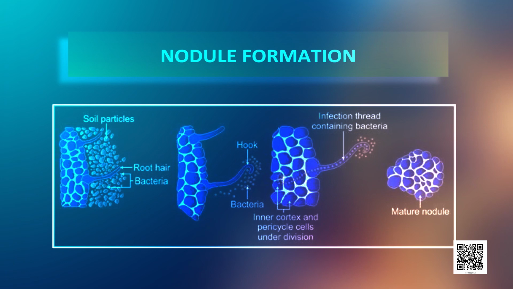Rhizobia collect over the root hairs, the root hairs curl, and bacteria enter inside the root hair. An infection thread is produced which carries bacteria into the cortex of the root. The infection thread grows along with the multiplication of bacteria. The bacteria are then released from the thread into the cortical cells. The infected cortical cells differentiate and start dividing and produce nodules. Nodules thus formed establish a direct vascular connection with the host plant for exchange of nutrients. You can see all the steps of nodule formation on the screen.